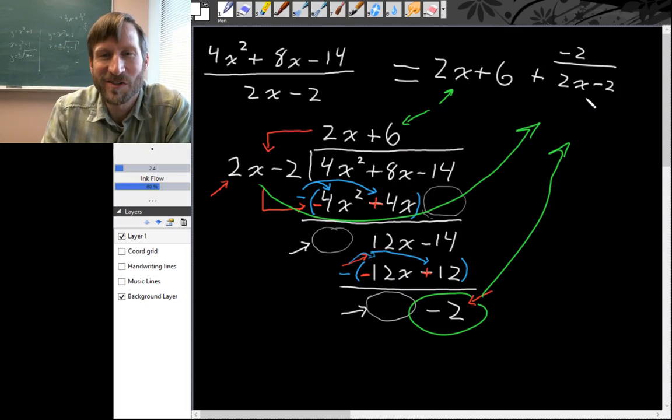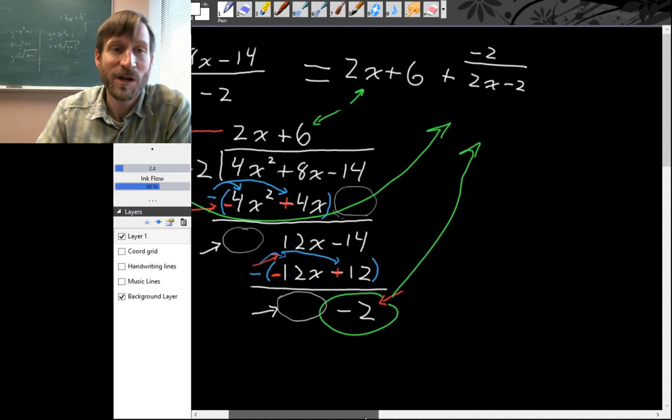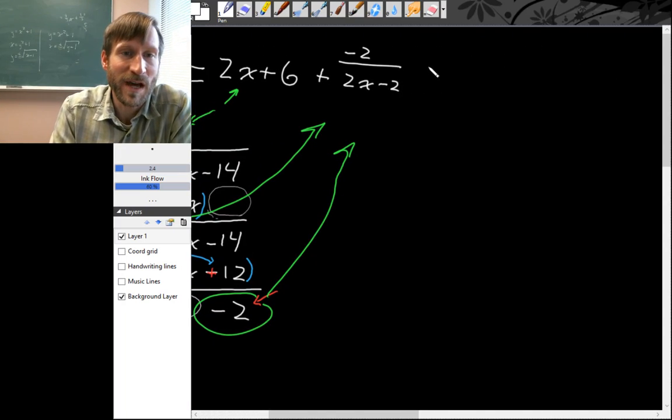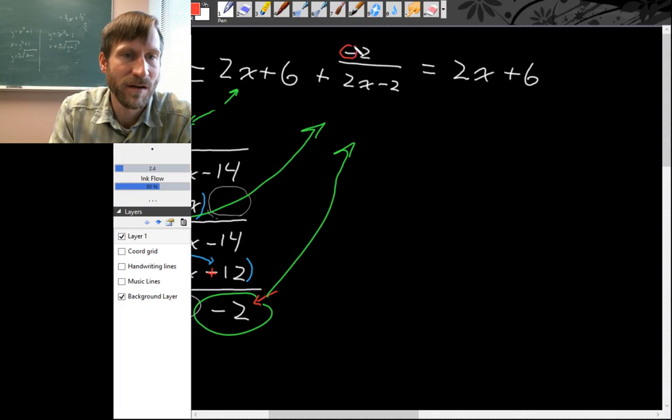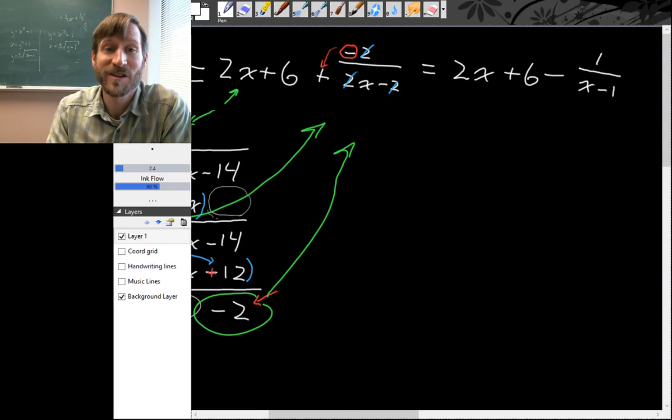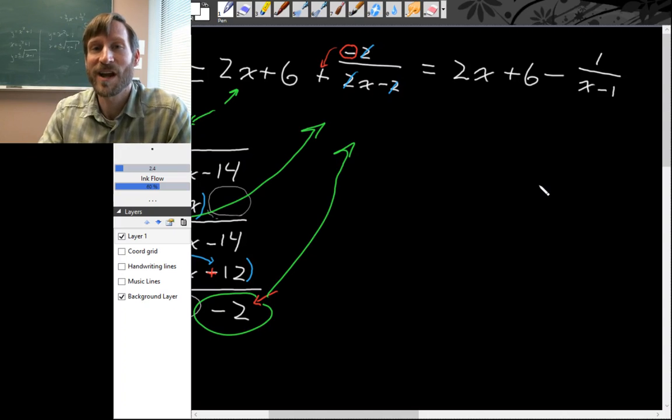Well, almost our final result. In this remainder piece, we can actually cancel a factor of 2, since in the numerator everything is divisible by 2, and in the denominator everything is divisible by 2. When we do that, the 2x plus 6 isn't changing, and this minus sign right here, I'm going to bring that down in front and change that addition to subtraction. Now when we cancel a factor of 2, all these 2's get canceled, and we're left with 1 over x minus 1. So there's our final result, 2x plus 6 minus 1 over x minus 1.